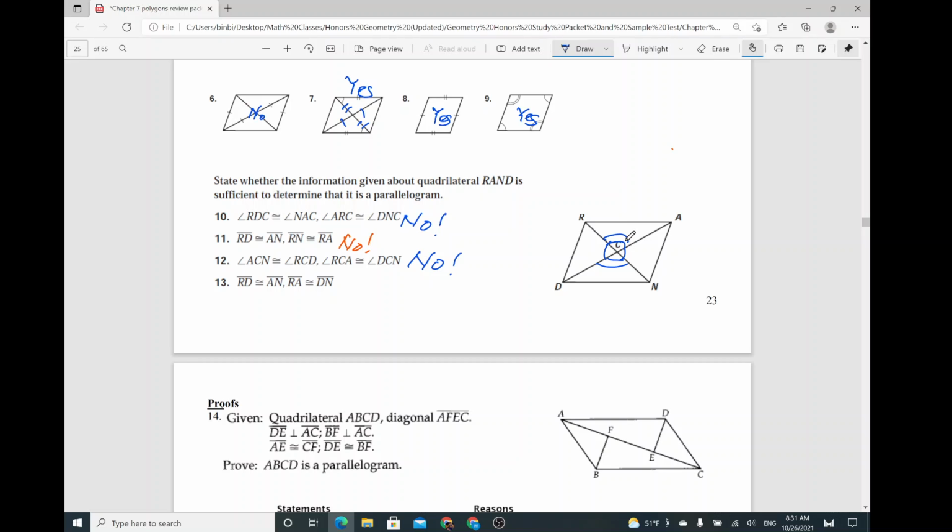And then the other one, segment RD is congruent to segment AN, and RA is congruent to DN. Yeah, opposite sides are congruent. So this would be yes. Okay, so now let's see what else we have for the rest of this.